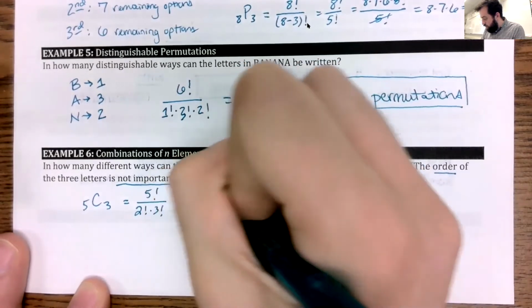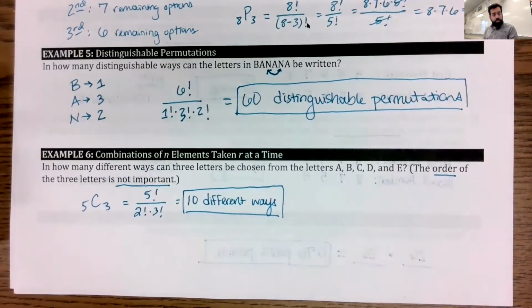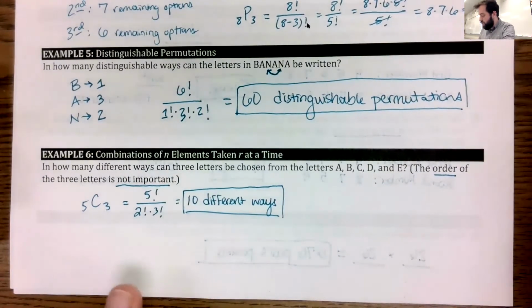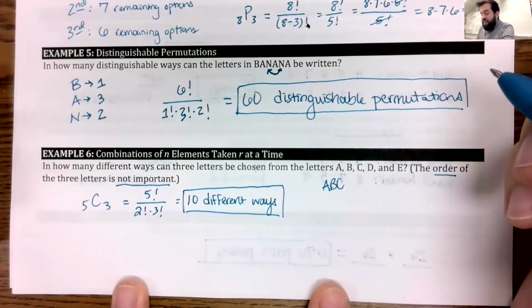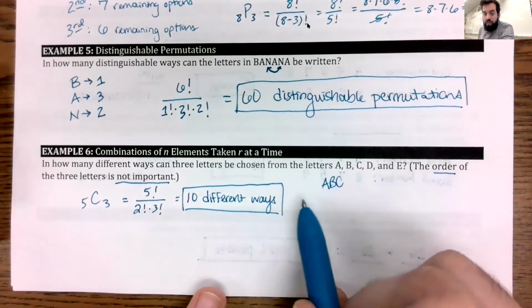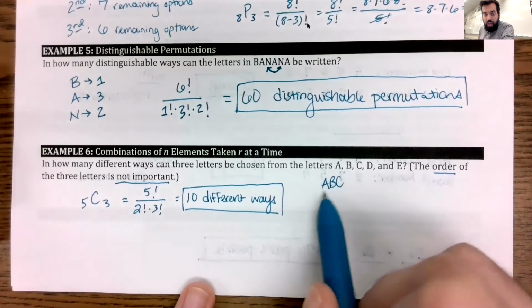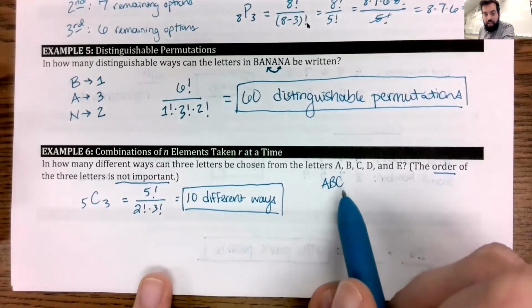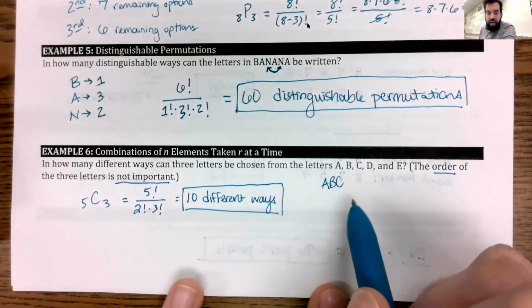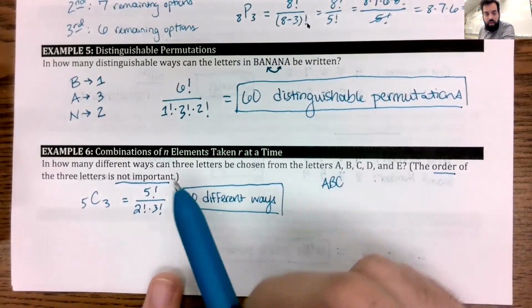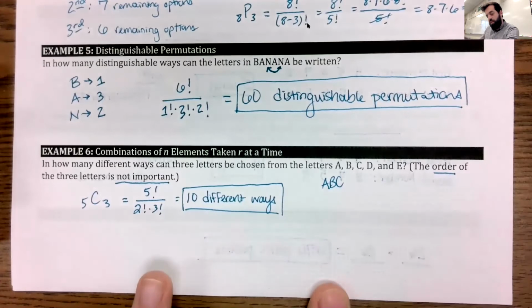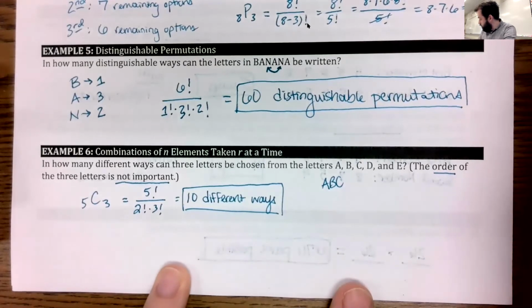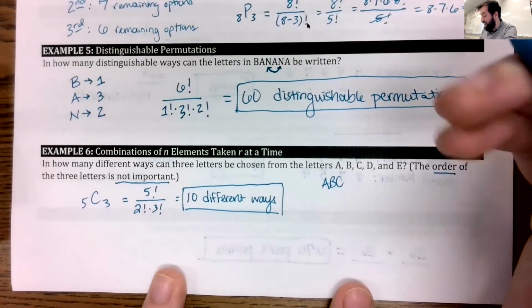But I want to see if we can list these out. So let's see if we can. So we have A, B, C. And that takes care of all of the combinations that include the A, the B, and the C. So A, C, B, B, A, C, C, B, A. None of those are different from this one, right? The order is not important, it says. So A, B, and C, we picked A, B, and C. That is all of the ones that have the A, the B, and the C.